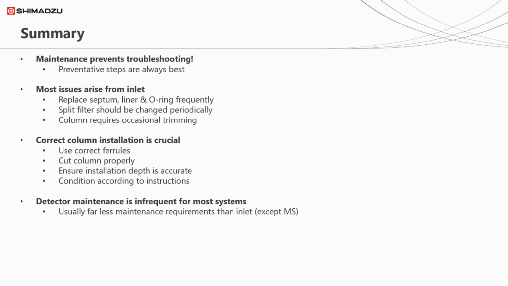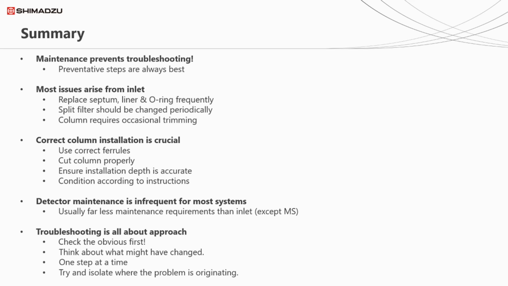Detector maintenance is infrequent for most systems, unless you're operating a mass spec. Troubleshooting: always check the obvious first. Think about what might have changed. Change one thing at a time, and try and isolate where the problem is originating from.